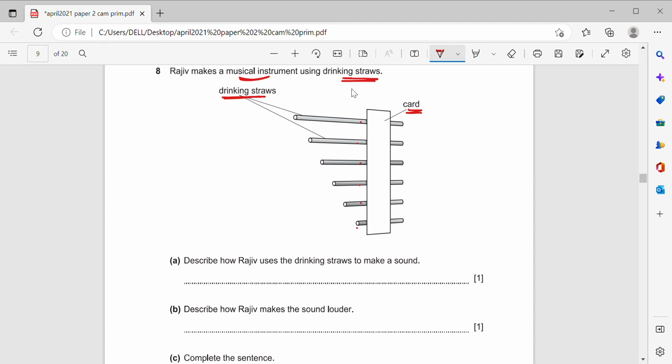Great, we blow into the straws. So, blow into the straws. Blowing هيعمل air vibration and sound is produced.